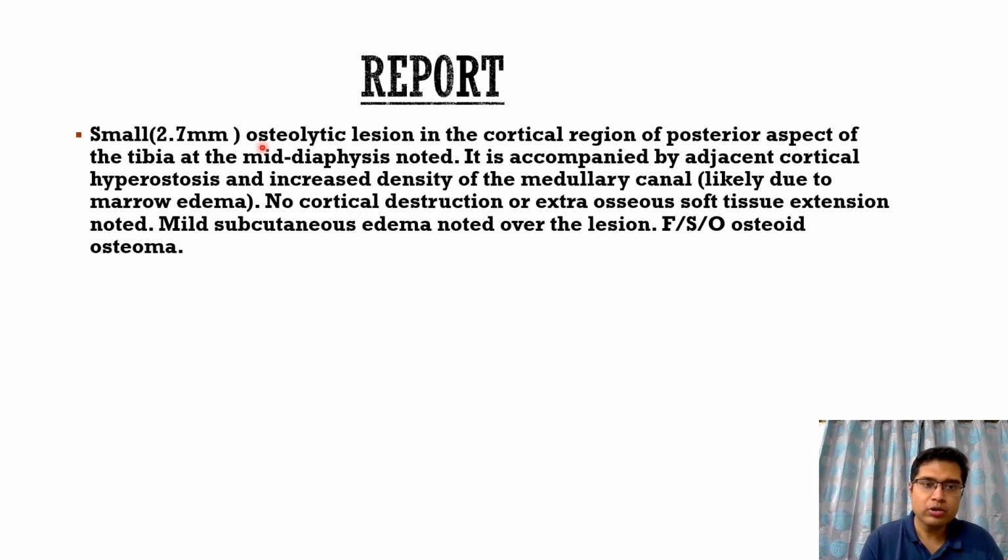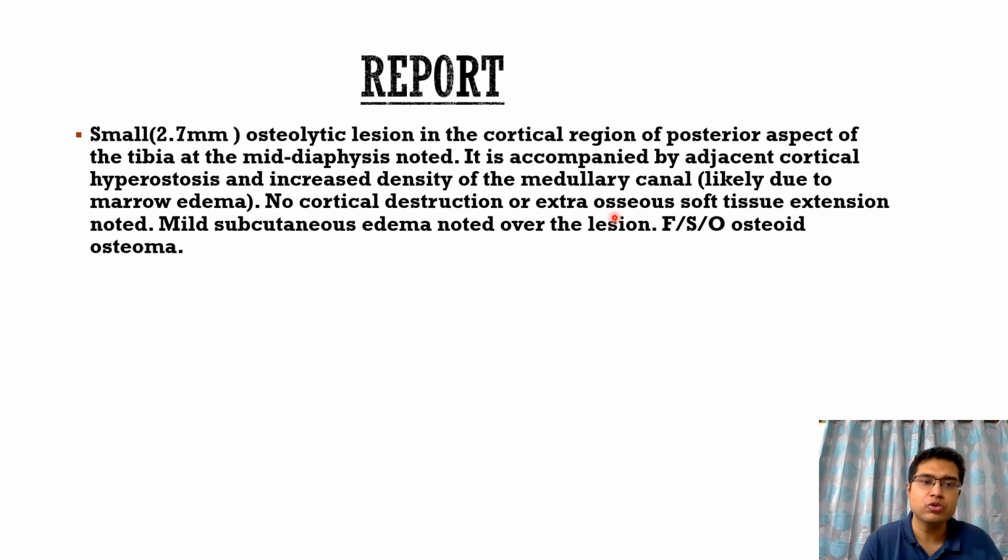So this is the report that I had given. A small osteolytic lesion, which measured 2.7 mm. The osteolytic lesion within the cortical thickening measured 2.7. It's important to give the size of that lytic lesion within the cortical thickening, because more than 2 centimeters is usually indicative of osteoblastoma, which is a differential for this particular condition.